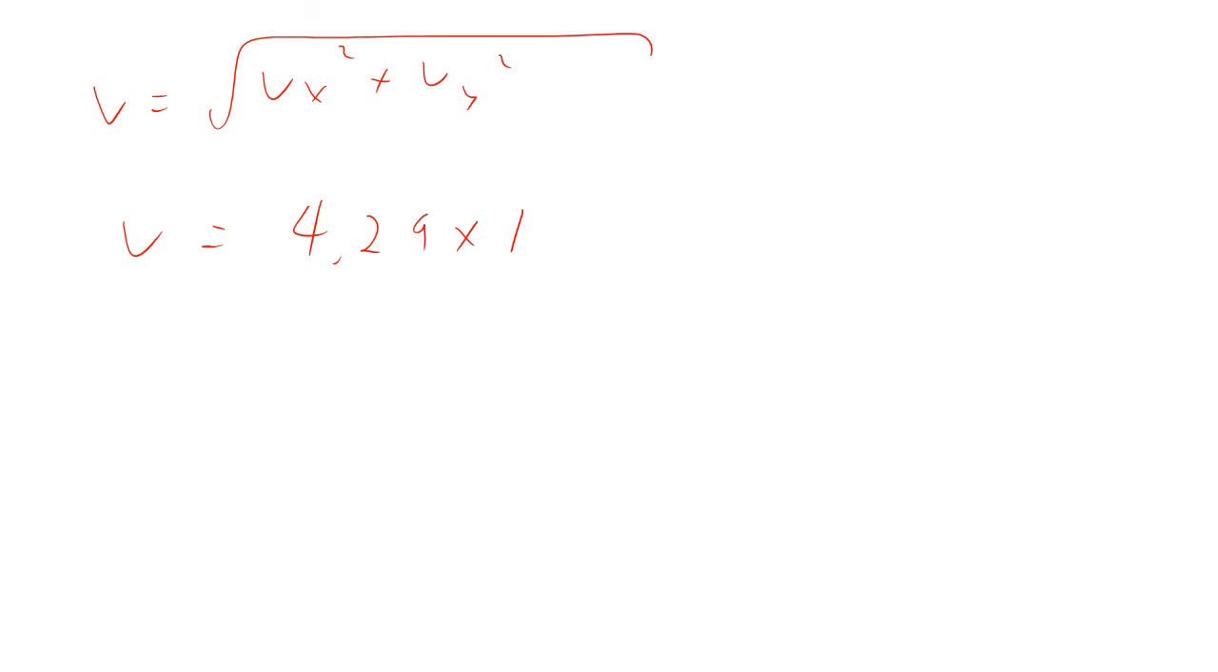Well, to find V, that's going to be the square root of Vx squared plus Vy squared. We've got those numbers there. You plug them in. That's 4.29 times 10 to the 5th meters per second. So it actually is slightly faster, so there is slightly more kinetic energy in there.